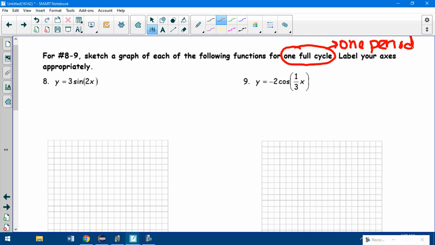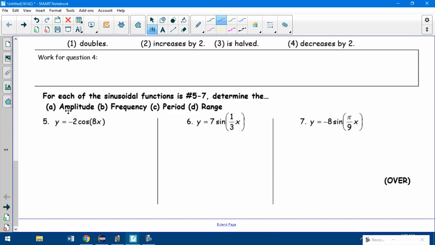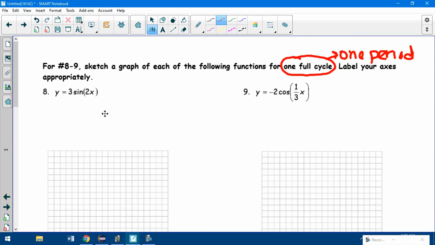And yesterday, we only talked about amplitude and period. We talked about frequency too, but frequency and period are kind of the same thing. So I would list those values out. You all did really well on these questions where it asks you to state the amplitude, frequency, period, and range. Do that with these ones also.